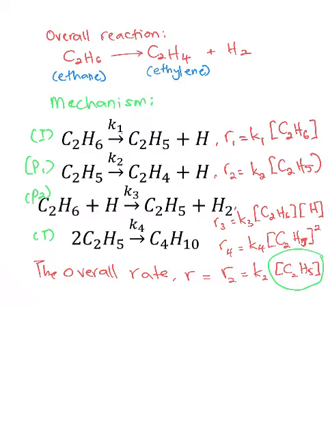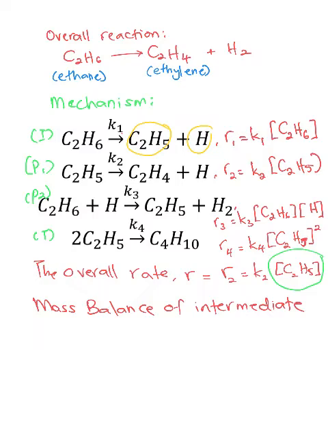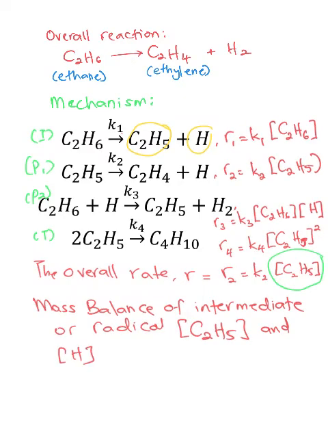Okay. Next, we need to write the mass balance of the intermediates. So how many intermediates do we have? We have C2H5 and hydrogen. So write the mass balance of the intermediate or radical. We have C2H5 and hydrogen, so we need to write one by one. After that, apply PSSH.